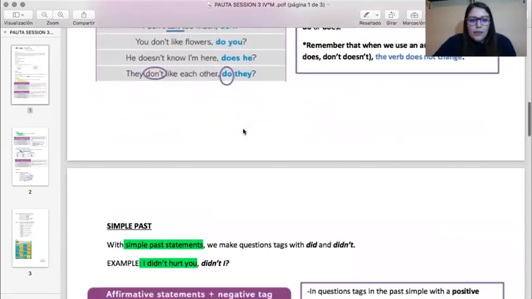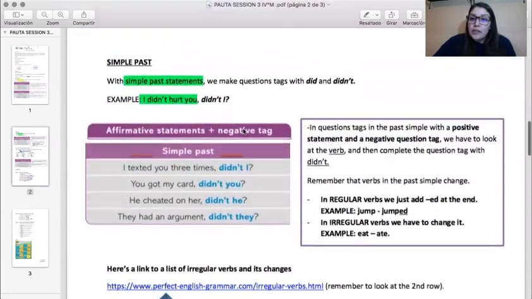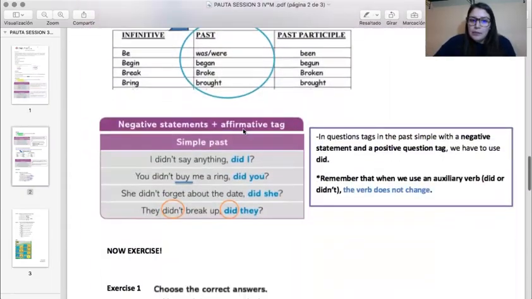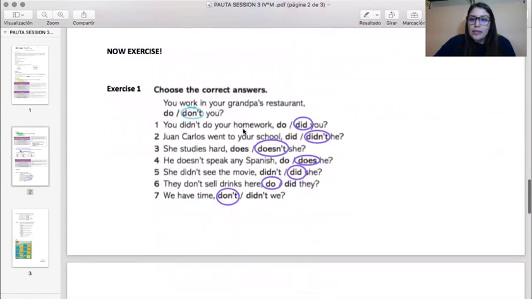This week, we started working with question tags in the simple present and in the simple past. So we're going to check the exercises. Number 1, you had to choose the correct answers. You have 2 options. Aquí debían elegir la alternativa correcta entre 2 opciones.